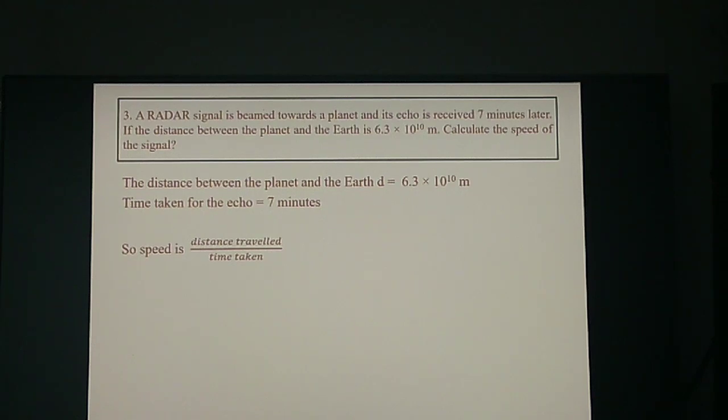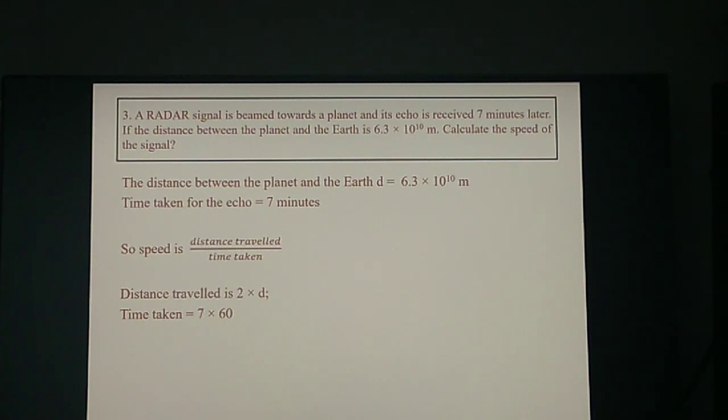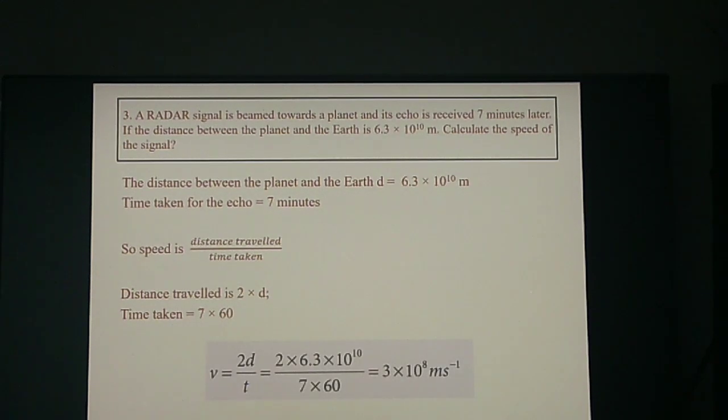Now what is speed? Simple. Distance travelled by time taken. So what is the distance travelled? It is twice d, because the signal has to go, touch the planet and come back as the echo. So the total distance travelled is twice the distance, and the time taken, as I told you, is 7 into 60. So simple. Distance travelled by time taken gives you the speed of the radar signal. Clear? Okay. Now we will go for the fourth problem.